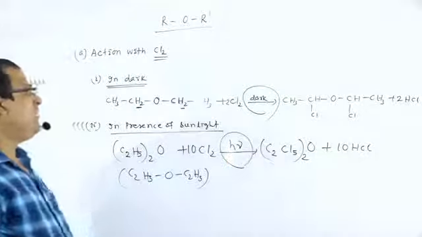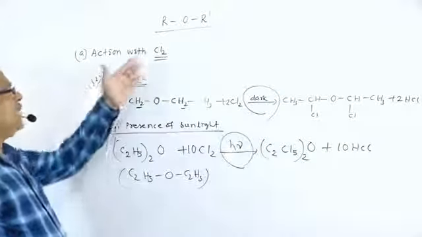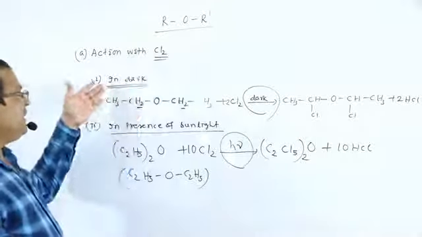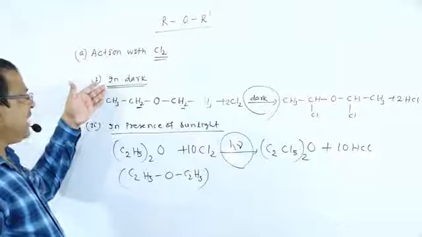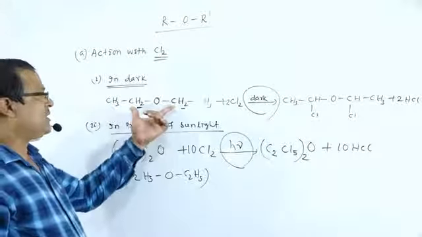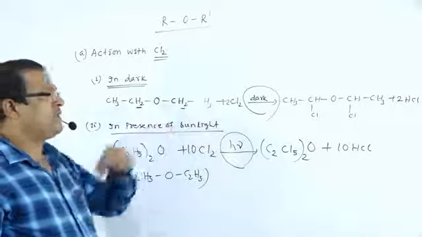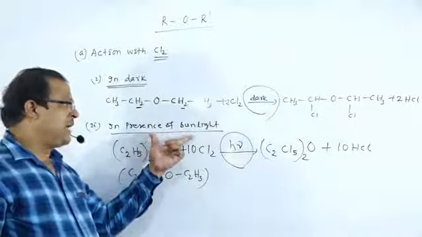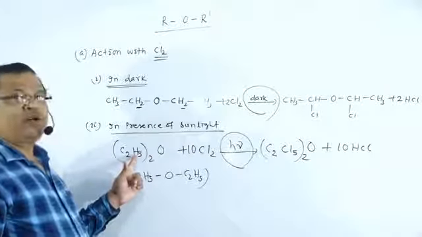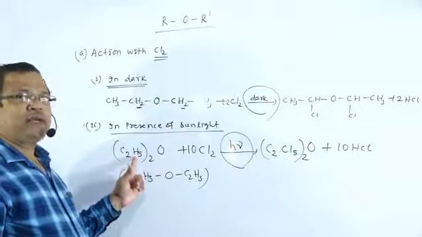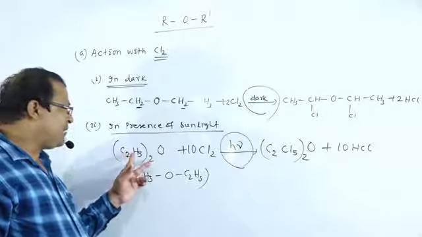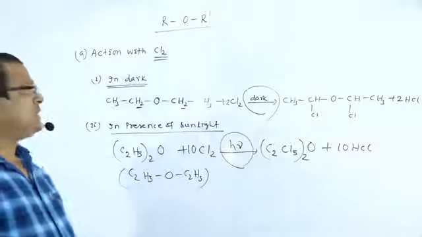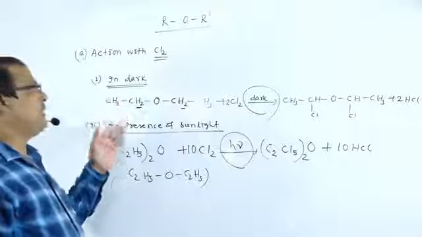This is the difference. So action with halogens, that may be chlorine or bromine. Whenever the reaction is carried out in dark, the hydrogen atom from the alpha position will get replaced by chlorine. But if you carry out the same reaction in presence of sunlight, all the hydrogen atoms, not only from alpha but also from beta, will get replaced by chlorine to form chloro derivatives. So this is regarding action with chlorine.